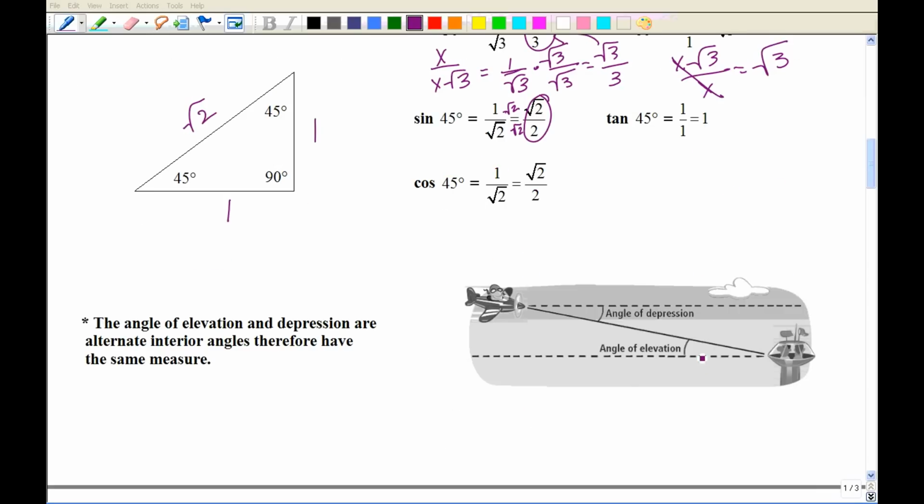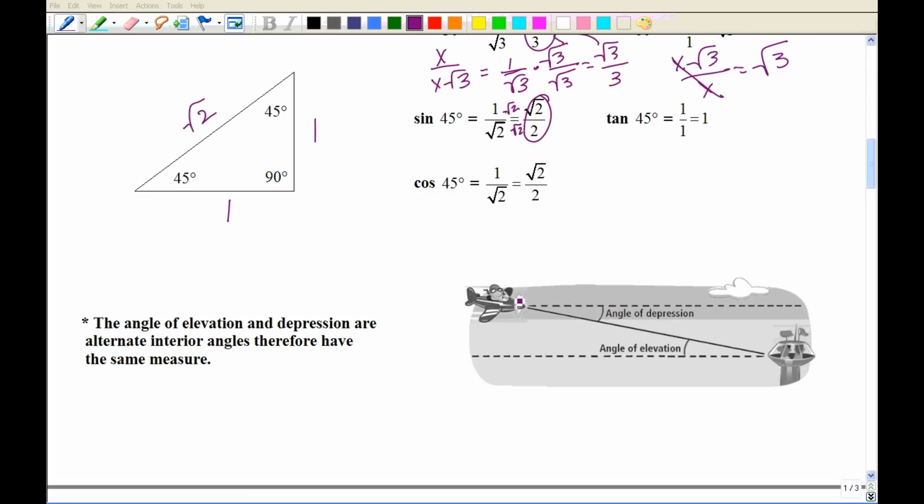And then finally, you'll notice at the bottom of the page is this picture, and it says the angles of elevation and depression are alternate interior angles, therefore have the same measure. So whenever you have problems asking about angles of depression and angles of elevation, say you have a plane going by and we've got a watchtower. If this plane is flying horizontally and its path is parallel to the line of sight of the person sitting in the tower, looking from the plane down to the tower, that would create an angle of depression, so that'd be going down.